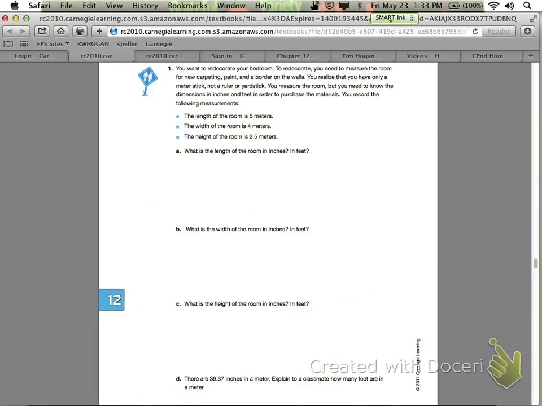On page 796, we see a problem situation where we might have to cross over from one system of measure to another. It says for number 1 that you want to redecorate your bedroom. To redecorate, you need to measure the room for new carpeting, paint, and a border on the walls. You realize that you have only a meter stick, not a ruler or a yardstick. You measure the room, but you need to know the dimensions in inches and feet in order to purchase the materials. So you record the following measurements. The length of the room is 5 meters, the width is 4 meters, and the height is 2.5.